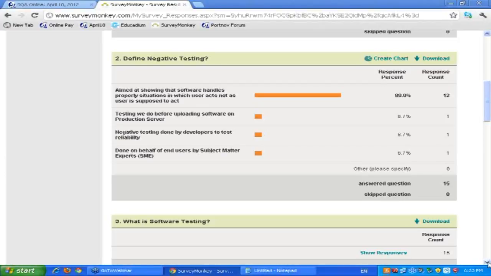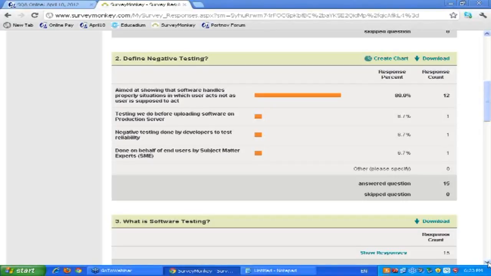If I develop a piece of code, or someone develops a piece of code, and a user comes and does exactly what the user is supposed to do, is that software going to respond properly? And that is positive testing. Major focus normally is given to positive testing.